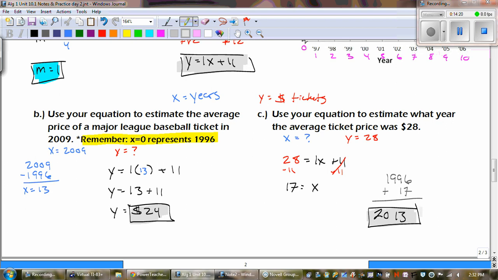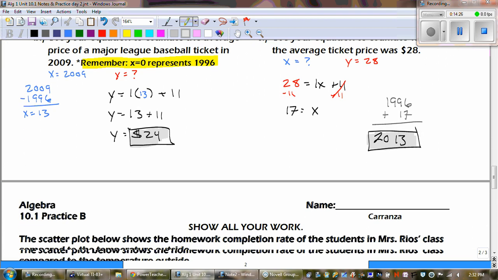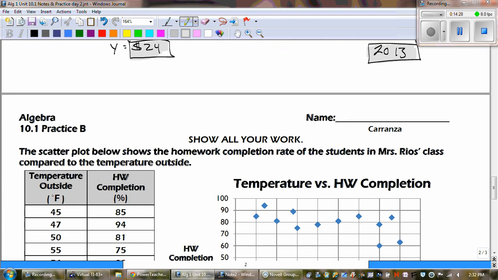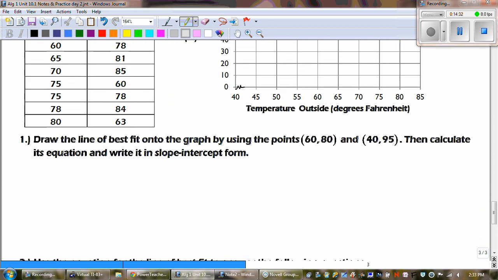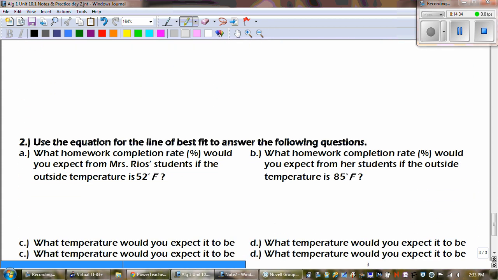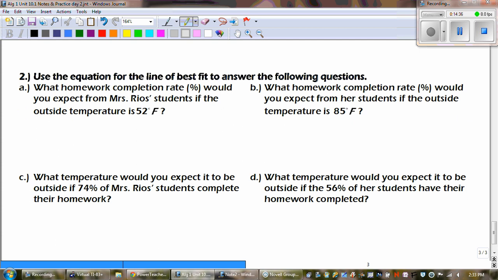Okay? So the homework is 10.1, practice B. And it's going to be the same type of stuff, okay? Creating a line of best fit, calculating the slope, and then answering some questions, okay? Now, if you have any questions, please come see Ms. Carranza or myself. We would love to help you out.